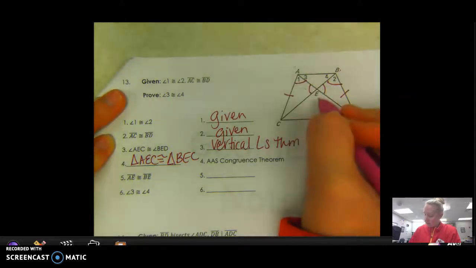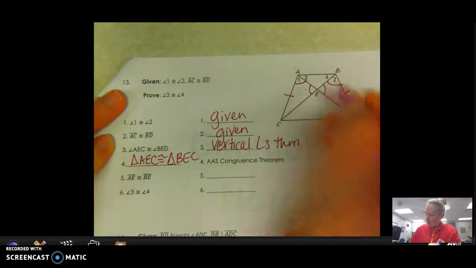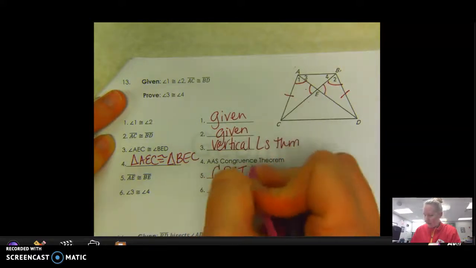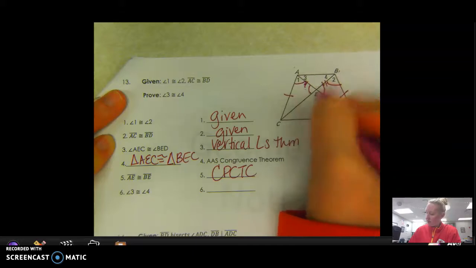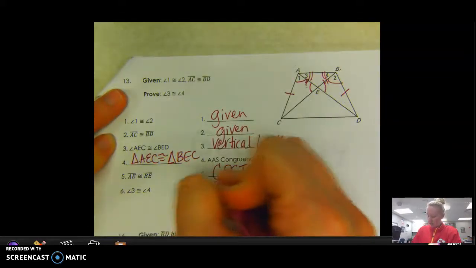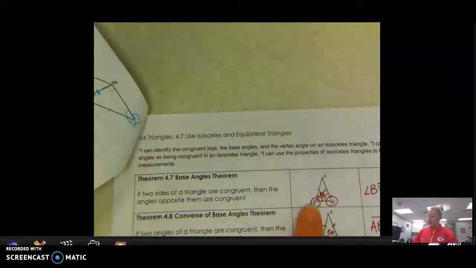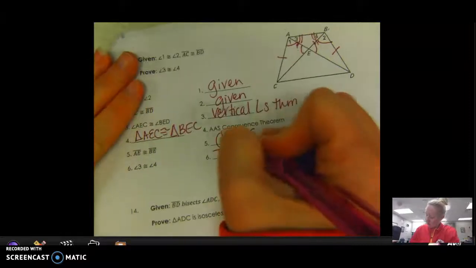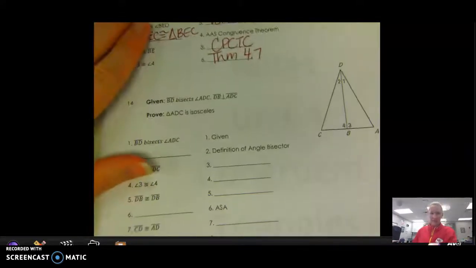Which then means that A to E is congruent to B to E by CPCTC, because that's a corresponding part. Which then means that if these two sides are congruent, their base angles, this guy and this guy, are also congruent. That is theorem, let me make sure I get this right. Sides are congruent, therefore angles are congruent, 4.7. Base angles theorem. Okay, one more. Yes, these proofs are pretty big and intensive, right?